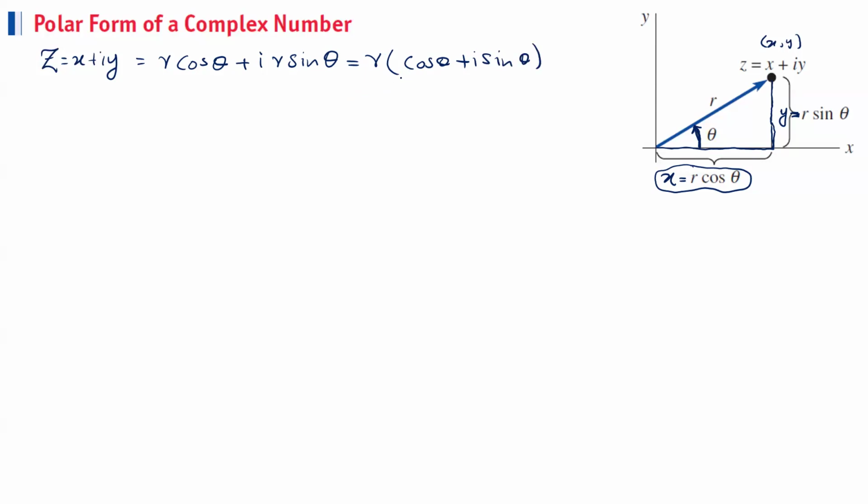This is not yet complete. We still have to simplify this part by introducing something called the Euler formula, which I'll discuss shortly. But the point is that initially I only know the standard form. So how can I go from the standard form to this polar form? This one is called the polar form.